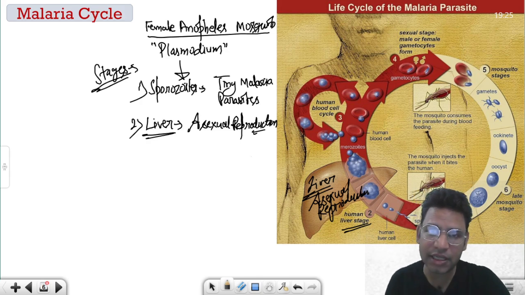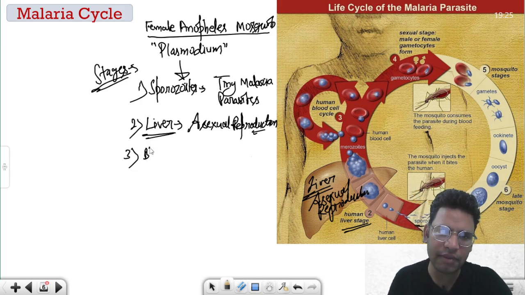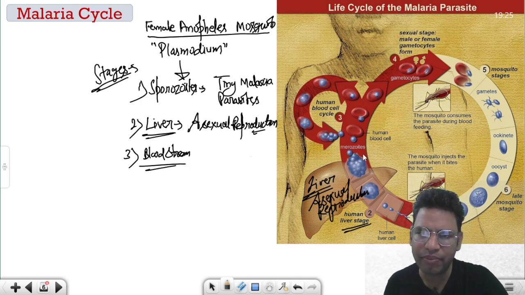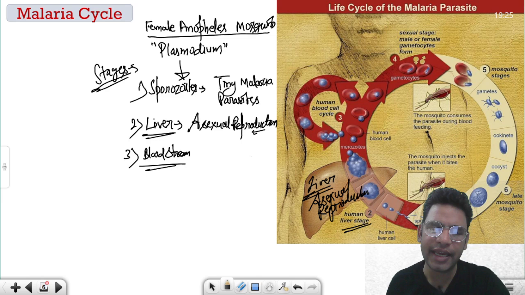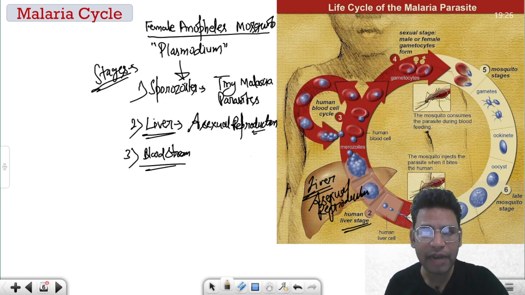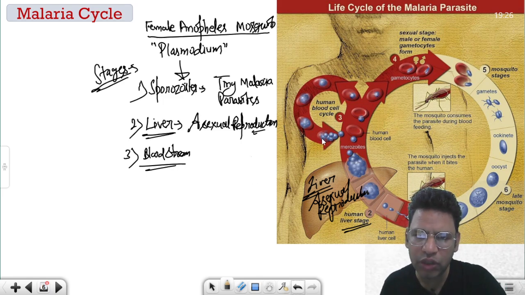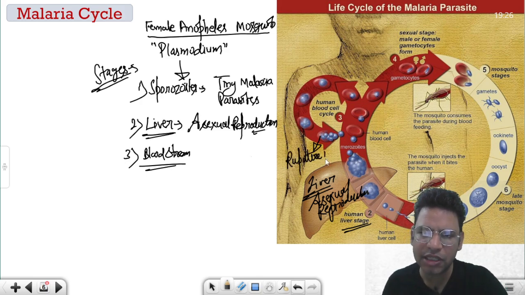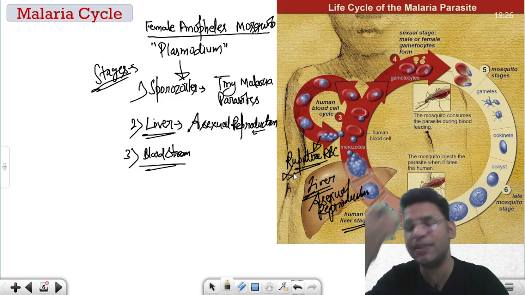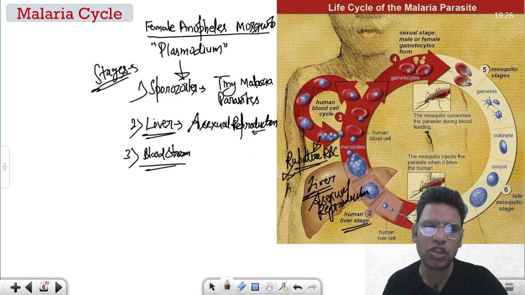And after asexual reproduction, the third stage is again the bloodstream. Okay, so these parasites are now called merozoites, and these merozoites enter the bloodstream and infect red blood cells and multiply very rapidly. After their multiplication, they cause rupture of the RBC, right? What will happen to the RBC? It will break. And once the RBC is ruptured, they release chemicals which are responsible for chills, fever, and so on and so forth, right?